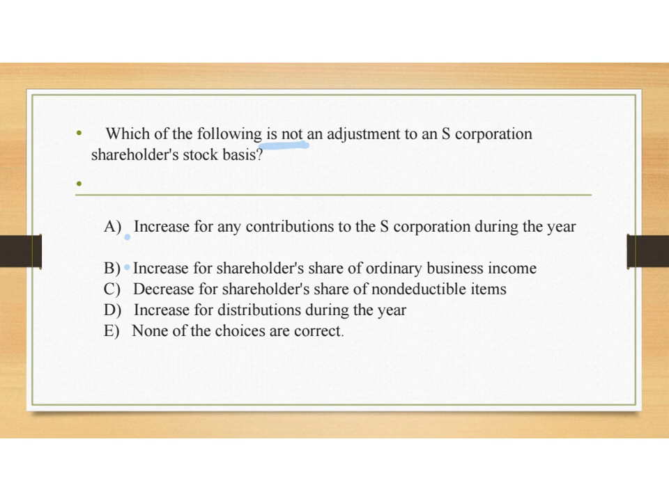Decrease for the shareholder's share of non-deductible items. This is like a separately stated item. We had fines and penalties when we were talking about partnerships, so that's the same thing. Increase for distributions during the year. So D would be your answer because you do not increase for distributions during the year. What would you do? Distributions decrease your basis.